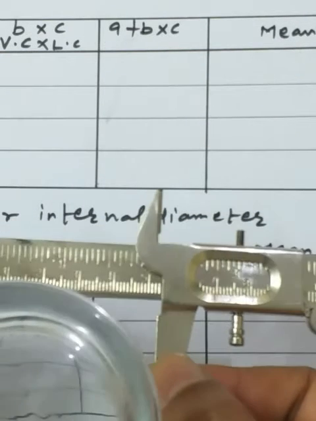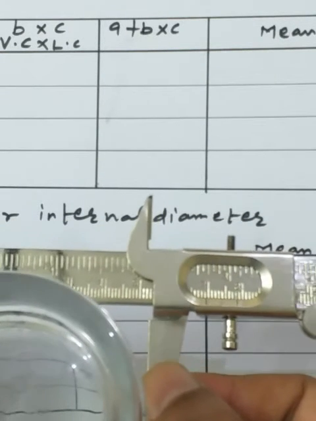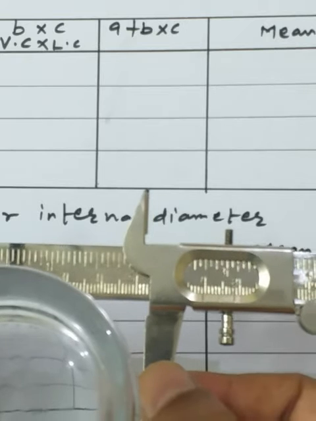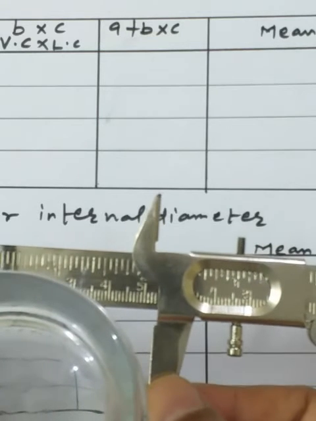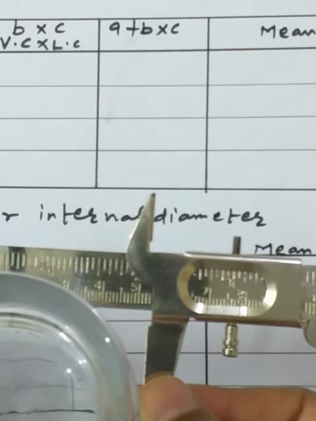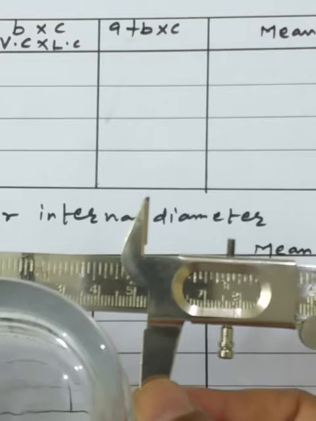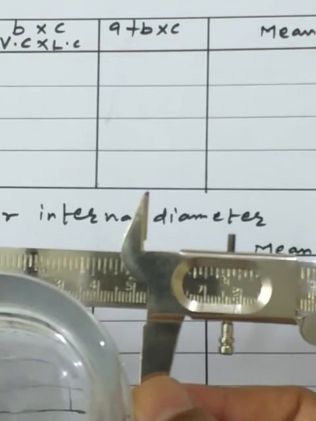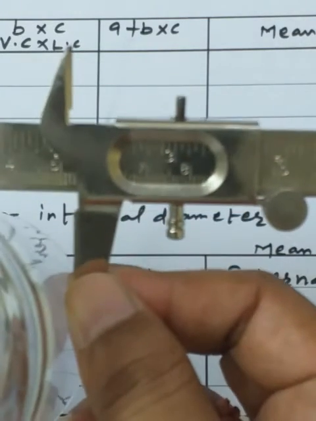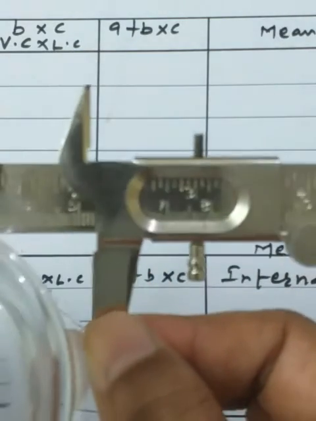I am zooming the portion. So easily you can say that the first line of the vernier scale matches with the 6.9 portion of the main scale line. So this is the possible first reading we have. And how can we make the assumption about the vernier constant?